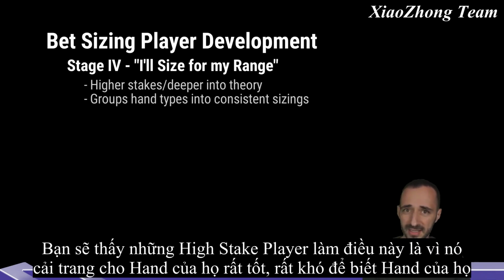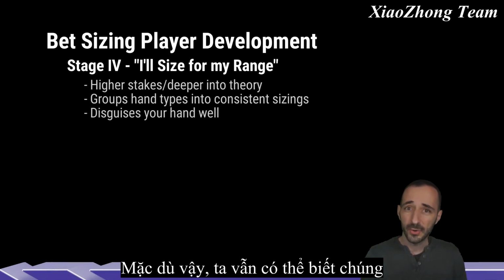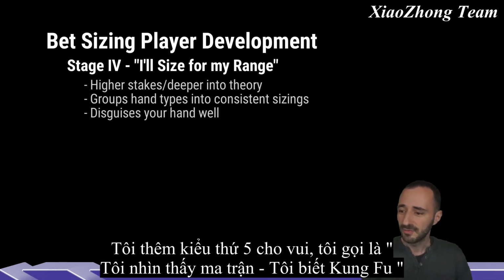Now, what this does, and the reason you see this more at higher stakes, is this disguises your hand a lot more, so it's a lot more difficult to figure out which hand you have, although it is still, as we're going to see, very possible in some instances. And yeah, I added kind of the fifth level for fun.